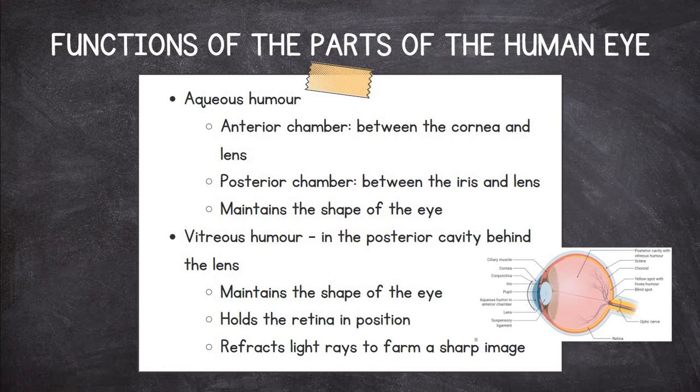Okay. And then we have the vitreous humor. And like we said, that is in the posterior cavity, so everything behind the lens. That maintains the shape of the eye and holds our retina in position. Okay, so the retina is the layer here, so it holds that whole layer in position because it fills this entire space. And then it is also important because it refracts the light rays to form a sharp image. So again, this fluid bends the light in order to form a sharp image.